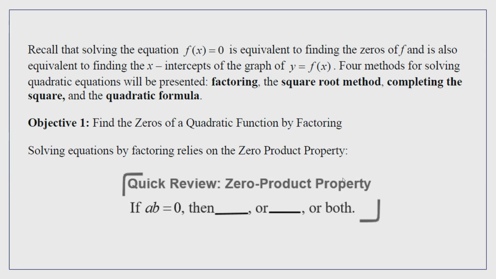Find the zeros of a quadratic function by factoring. Solving equations by factoring relies on the zero product property, so let's review what that means. The zero product property states that if A times B equals 0, then A equals 0, or B equals 0, or both.